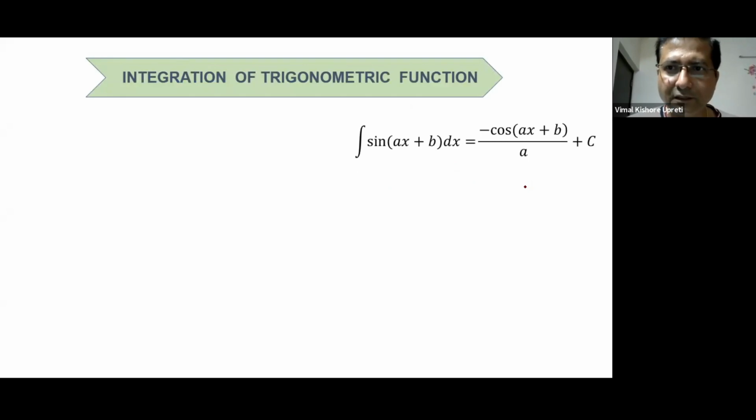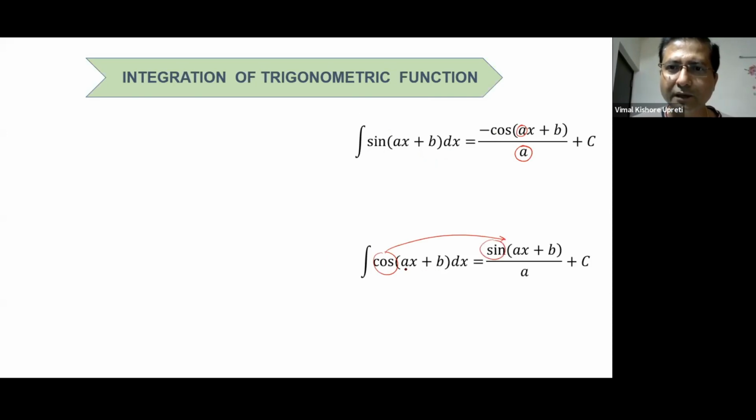Then trigonometric functions: integration of sine will give you minus cos. Do remember that this is the place where most students make mistakes, right? So integration of sine is minus cos. If it is written in the format ax plus b, then its integration will be minus cos(ax plus b), and whatever is written in front of x will come in the denominator. Then we discuss the integration of cos(ax plus b). So cos gets converted into sine, and whatever is written inside stays as it is, and the coefficient of x will come in the denominator, plus constant.